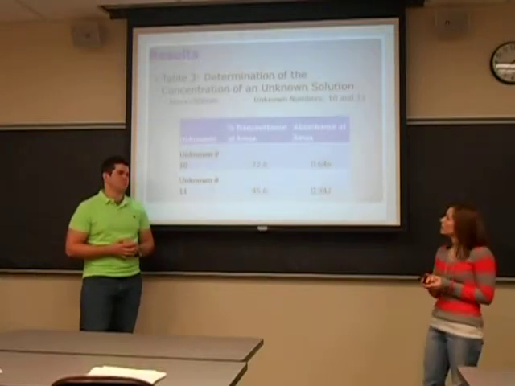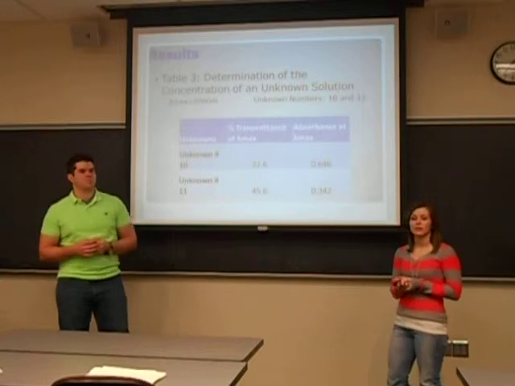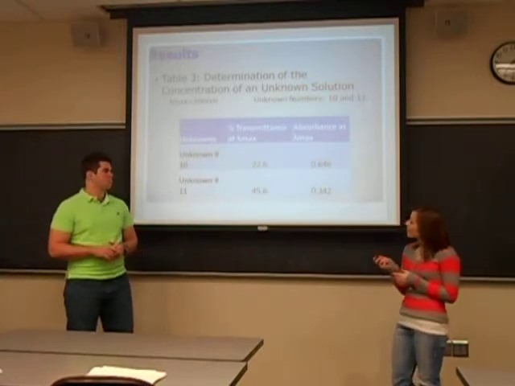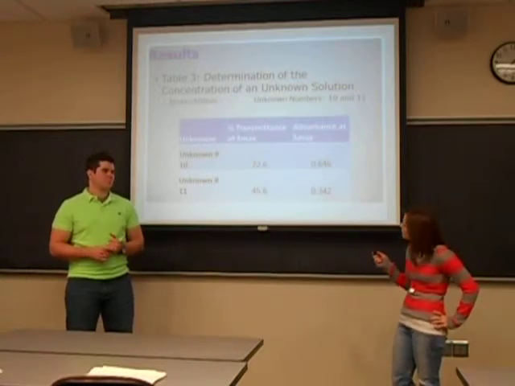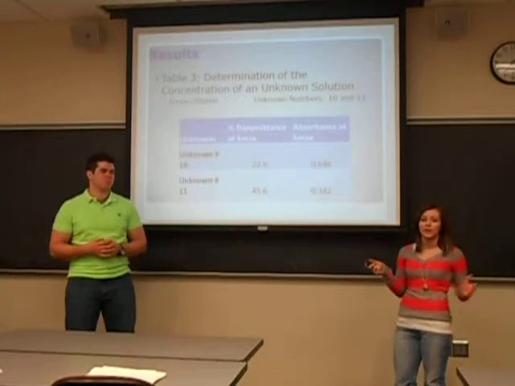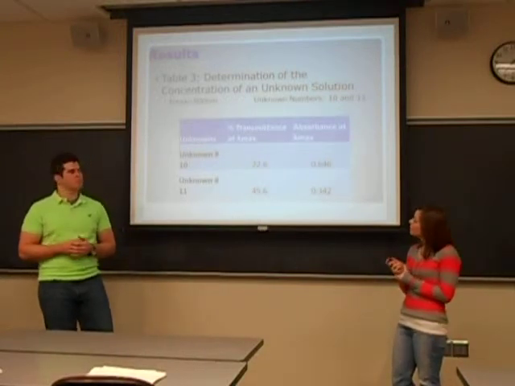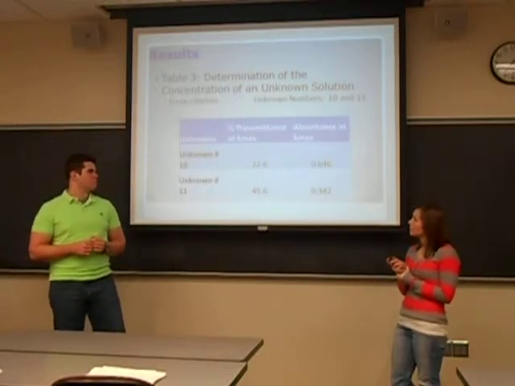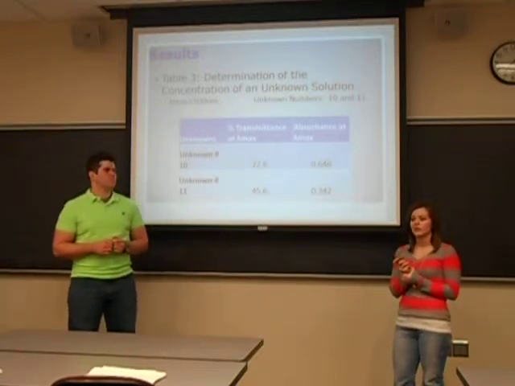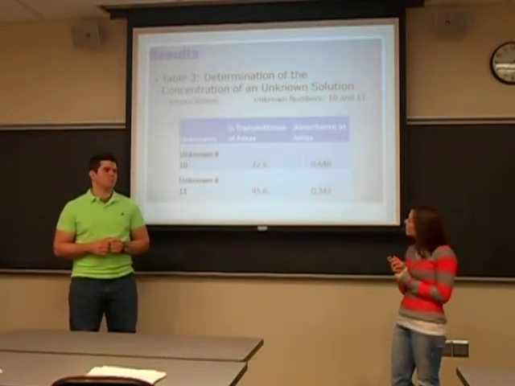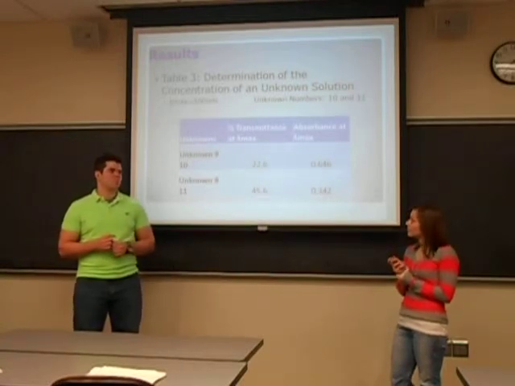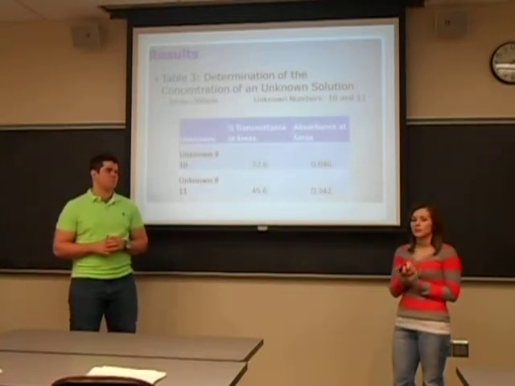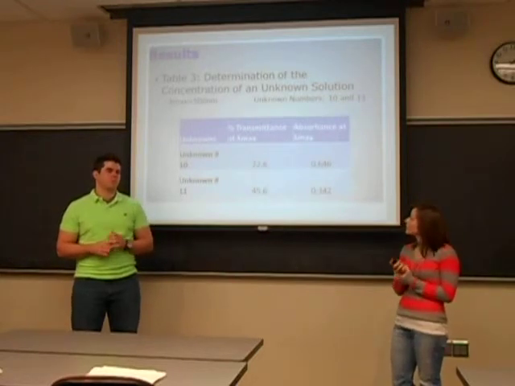So table 3 is our determination of the concentration of the unknown solutions, and we have the unknown numbers 10 and 11. And we put these into the spectrophotometer, and we took their transmittance and absorbance readings at the lambda max found in the beginning of the lab. The percent transmittance of unknown number 10 turned out to be 22.6%. The absorbance was 0.646. Unknown number 11 was 45.6% transmittance, and absorbance was 0.42.